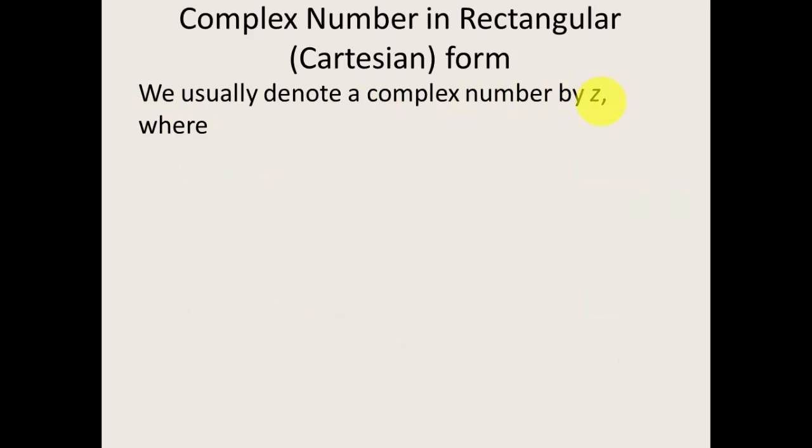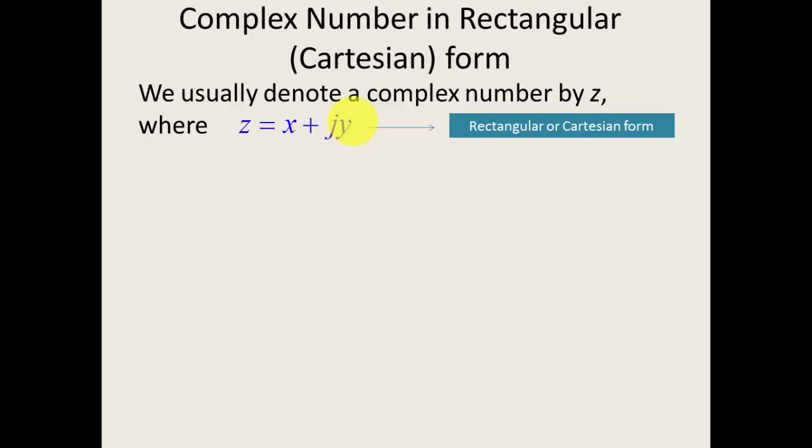We usually denote a complex number by the letter z, where z can be written as x plus jy. And when z is written in this form, we say that it is in its rectangular or Cartesian form. Now let's look at x and y in more detail. X is called the real part of z. And the reason for calling it the real part of z is because it is not attached to any j.